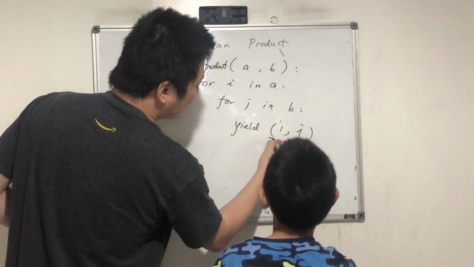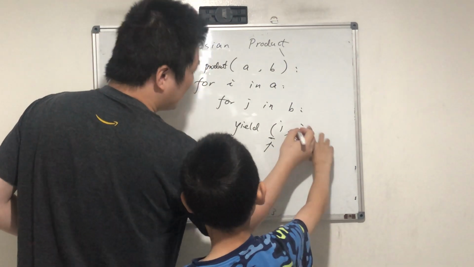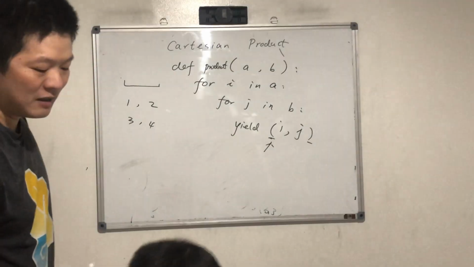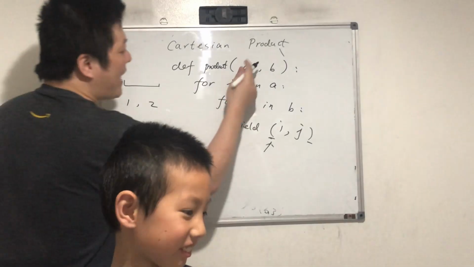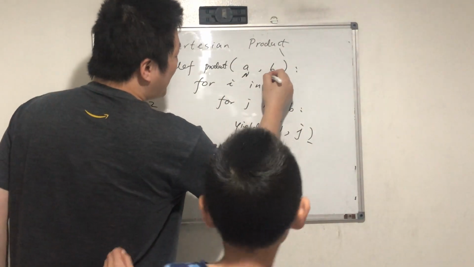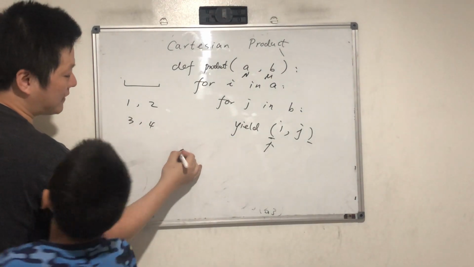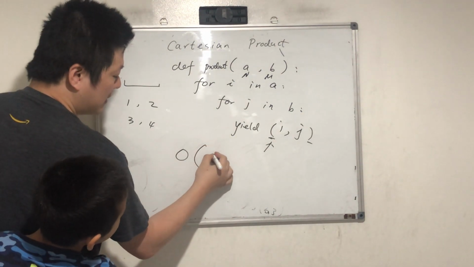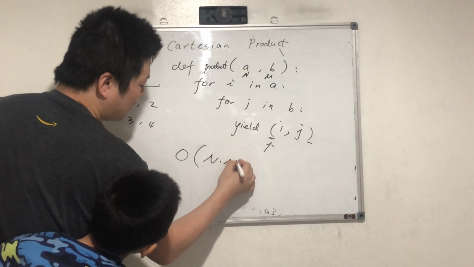Does it make sense? When you yield one, this is the tuple, yeah? If there are n elements in A and m elements in B, what's the time complexity? N times M. We're done.